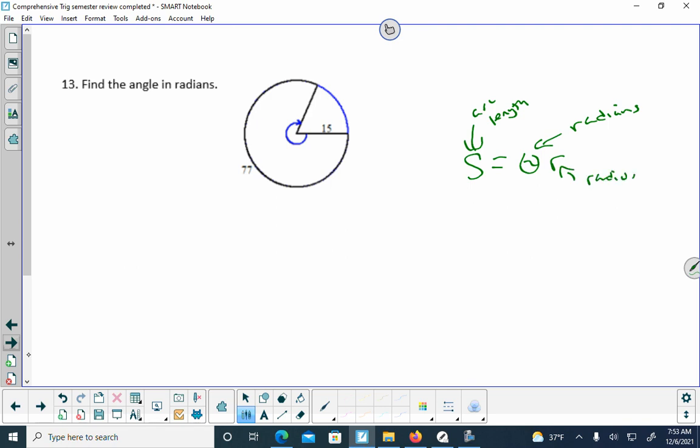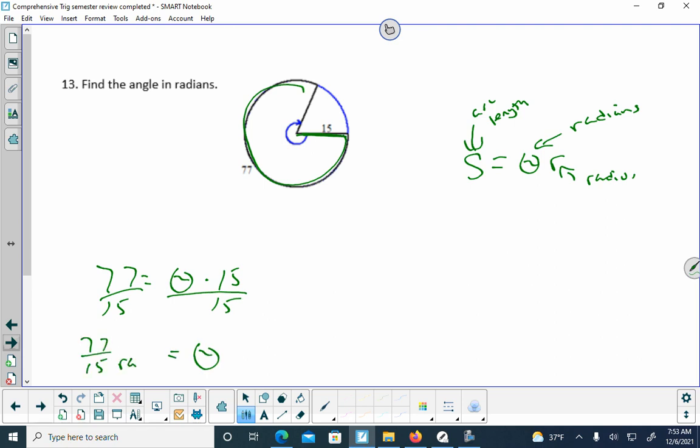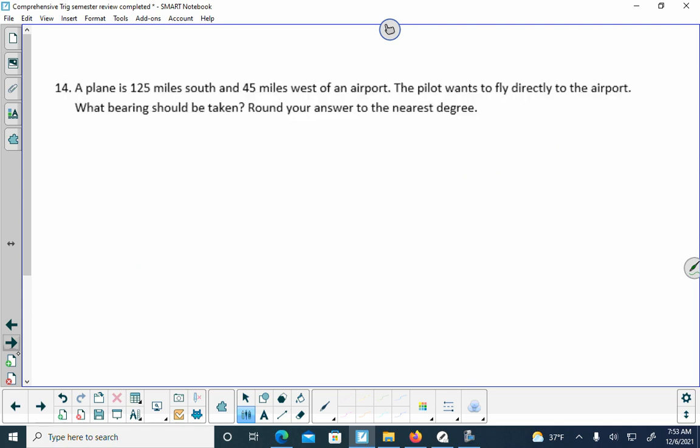So when I look here, I see that I have a radius of 15. I have an arc length of 77. So I'm going to say 77 is equal to theta times 15. Solving for theta, I'm going to divide both sides by 15. So I'm going to say theta is equal to 77 over 15. And my units on this will be radians. Do not put a pi in there. There's no pi. No need to go get a pi.